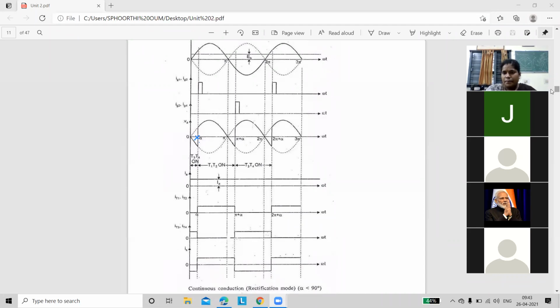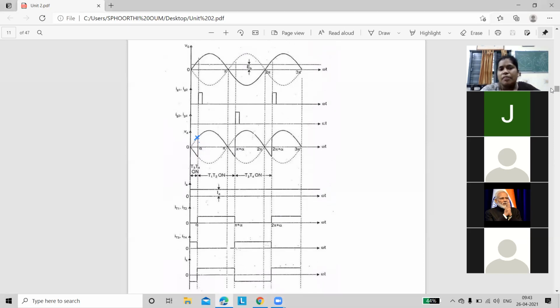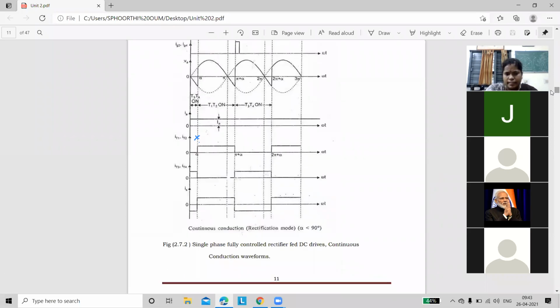Okay, okay ma'am. Just observe the waveforms of supply voltage, gate currents of thyristors 1, 2, 3, 4. Please avoid the disturbance. 81, mute yourself. And observe the output current and thyristor currents. And the last one is output current, so supply current. Observe the waveforms, and if you have any doubt, you can ask me. Otherwise, I will move on.